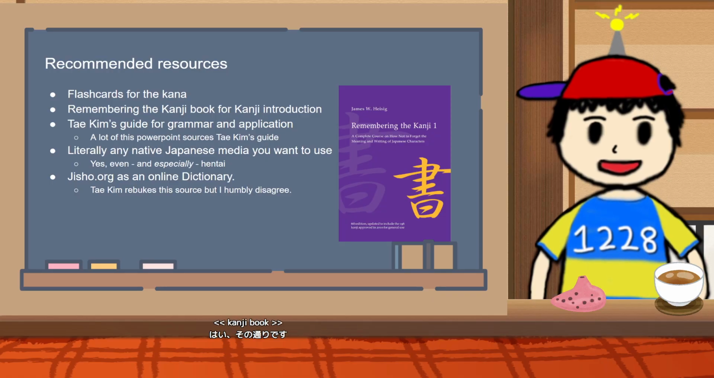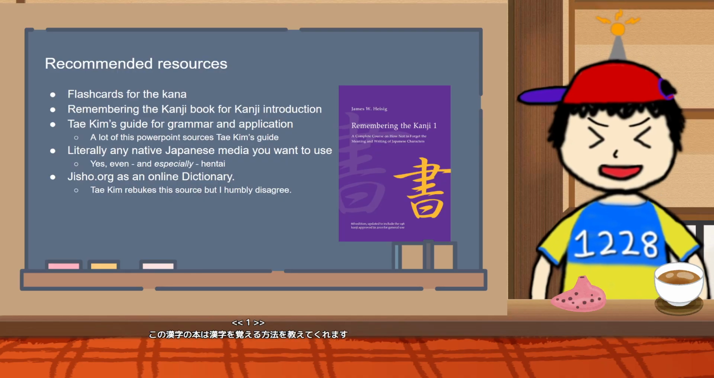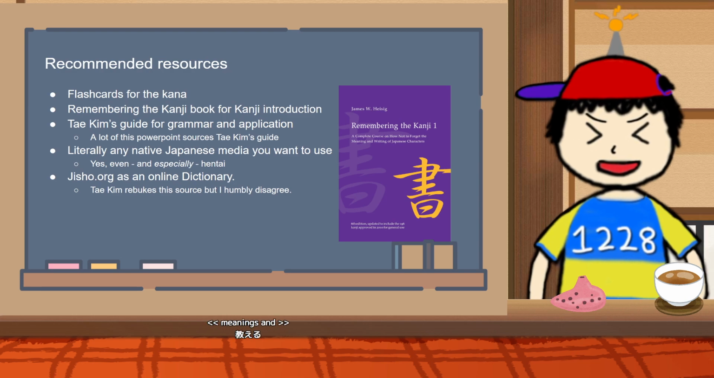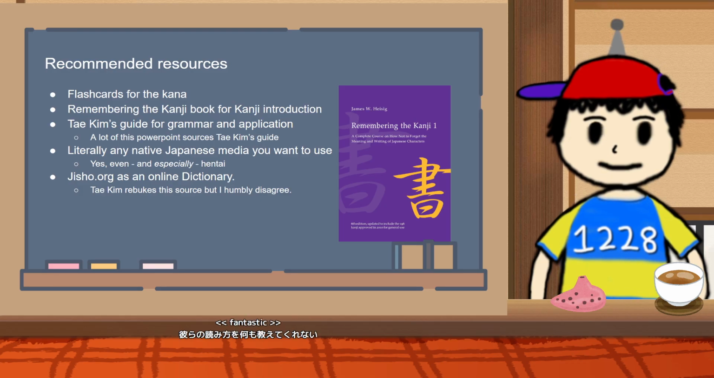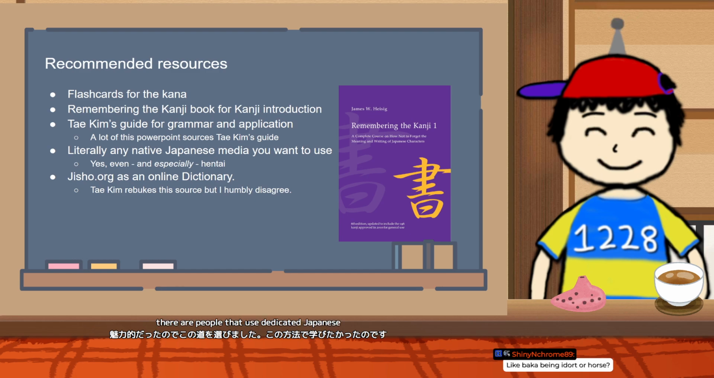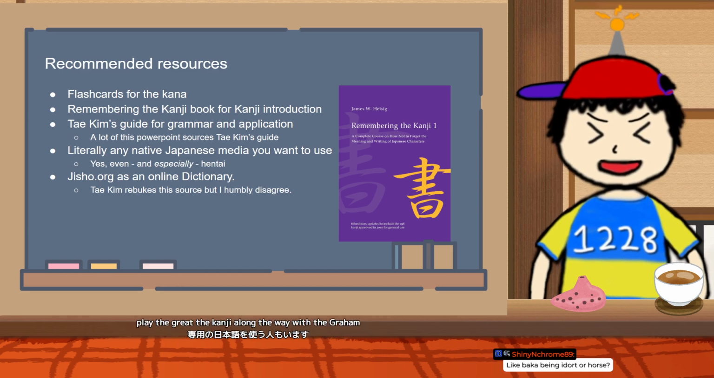This kanji book, Remembering the Kanji, will teach you how to remember all 2,136 Joyo kanji. It will teach you their English meanings and how to remember them. It will not teach you any of their readings, but it will set a fantastic groundwork to build your Japanese learning from. Huge disclaimer, however, this book is not for everyone, I would say. There are some people that do not learn this way. I decided to go this way because it appealed to me. I wanted to learn it this way, and it has worked for me greatly. There are people that use dedicated Japanese help books that integrate the kanji along the way with the grammar. This is a fantastic way to go about it as well.